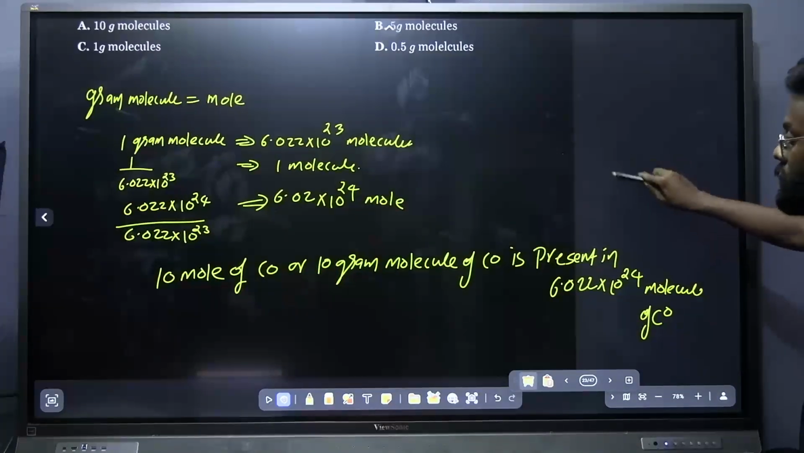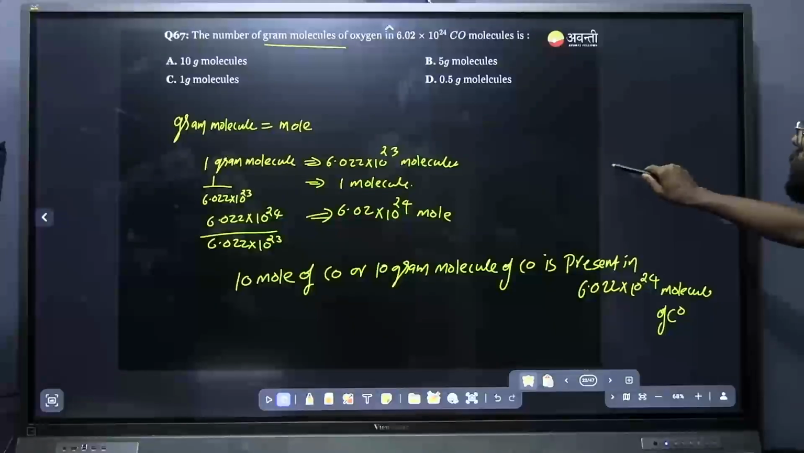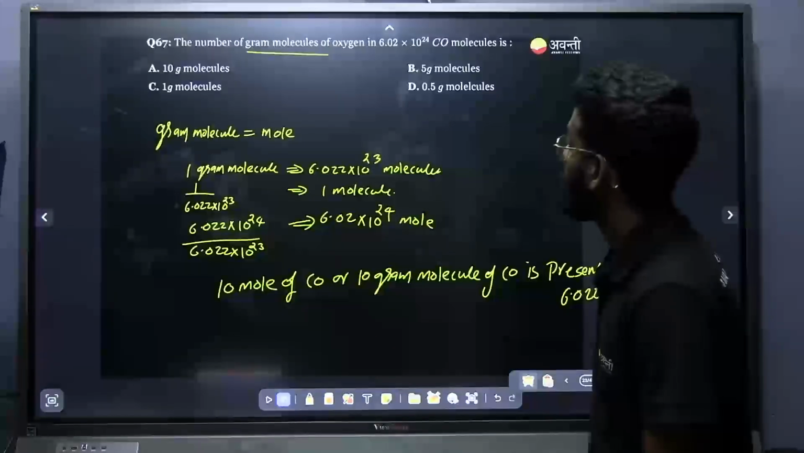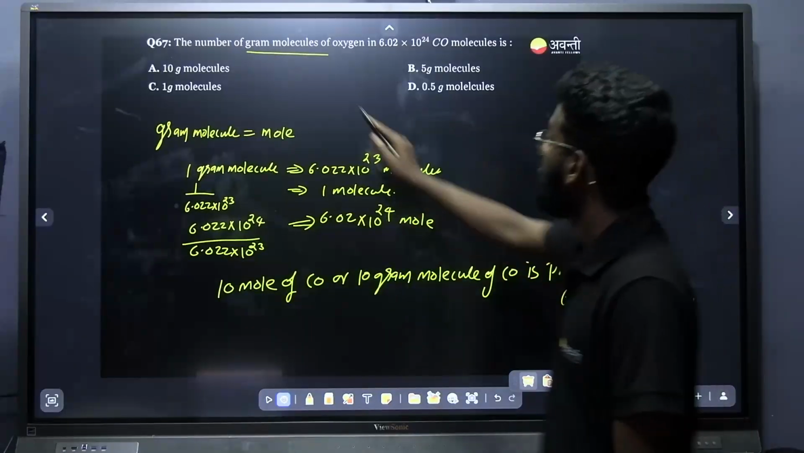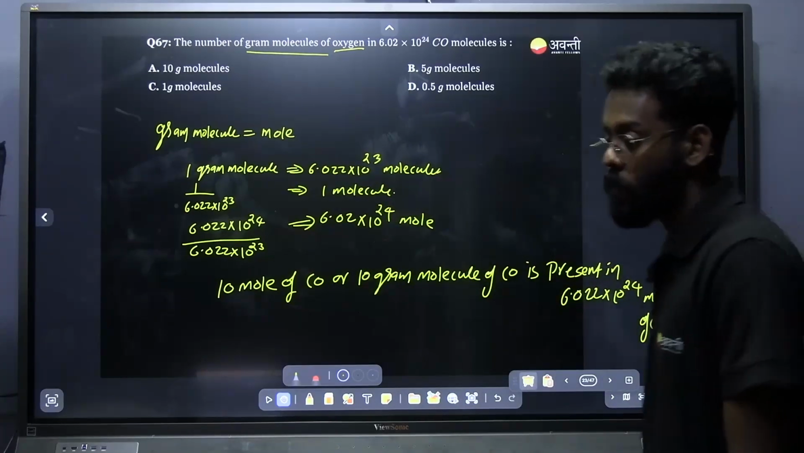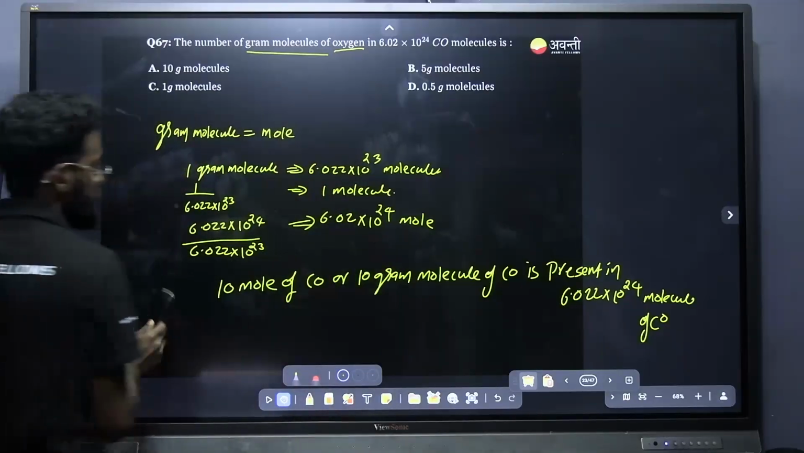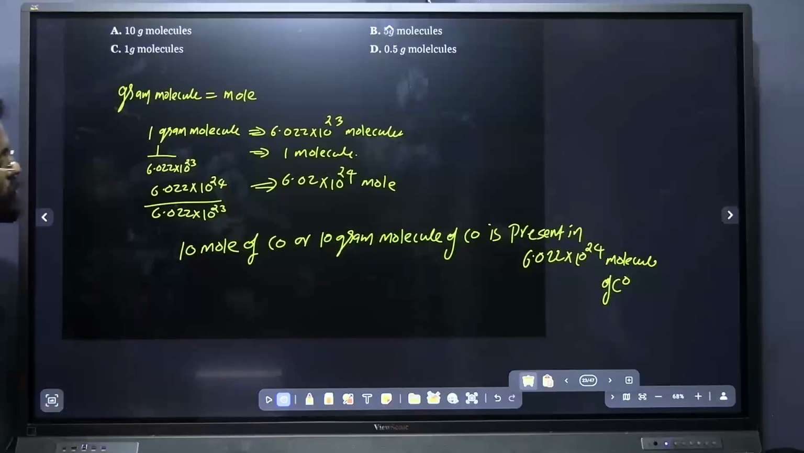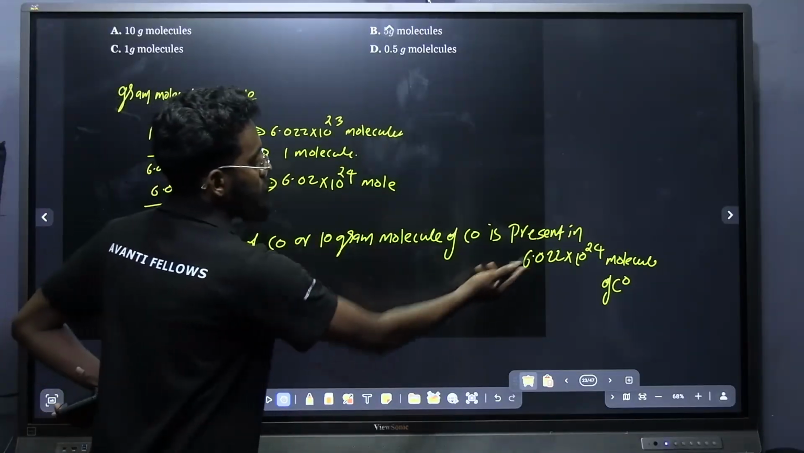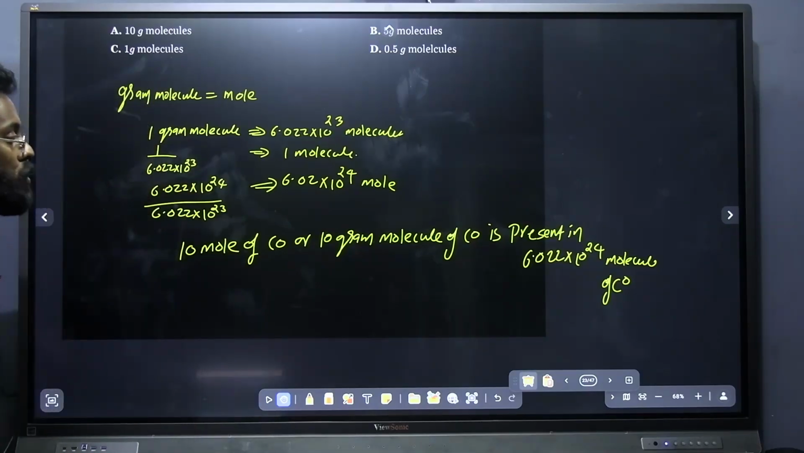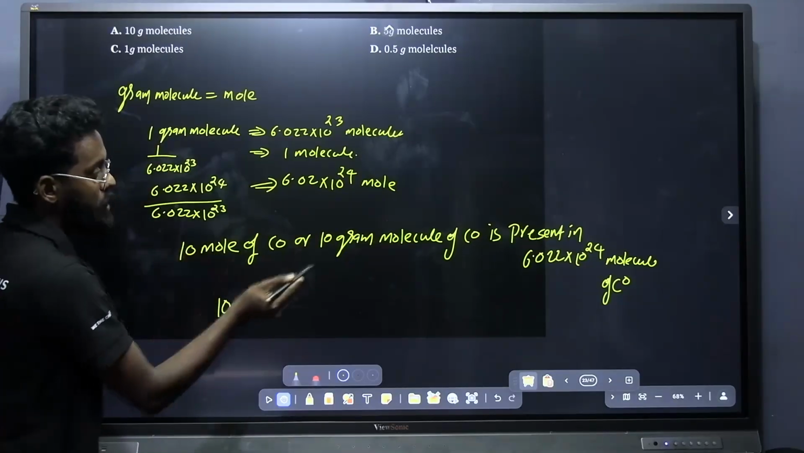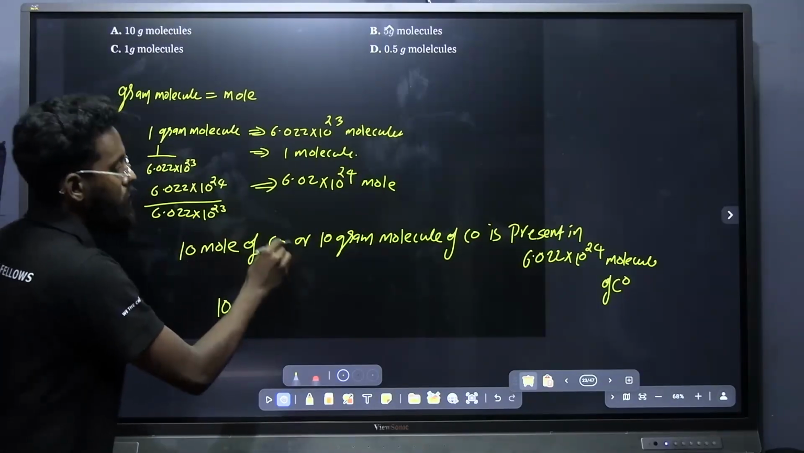Okay, now did we get the answer? No, we didn't, because the question is not asking how many gram molecules of CO are present. The question is how many gram molecules of oxygen are present. How can we solve that? We got 10 mole of CO, that is 10 gram molecules present in 6.022 into 10 to the power 24 molecules of CO.